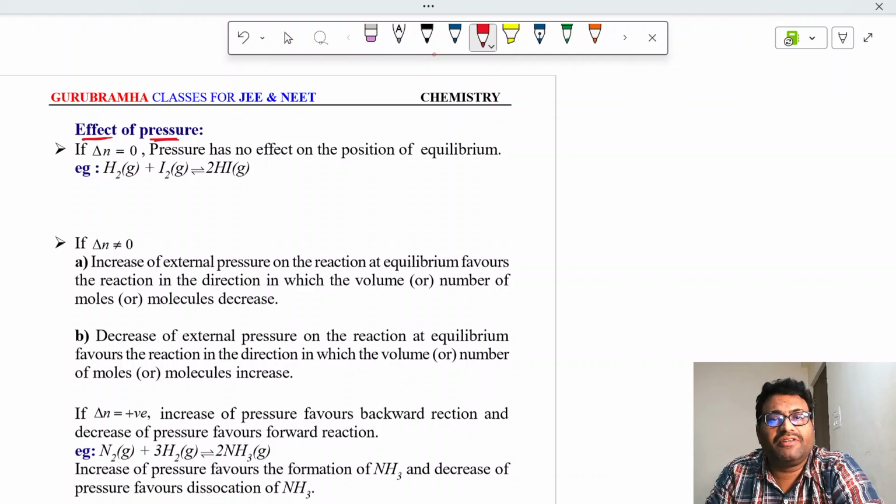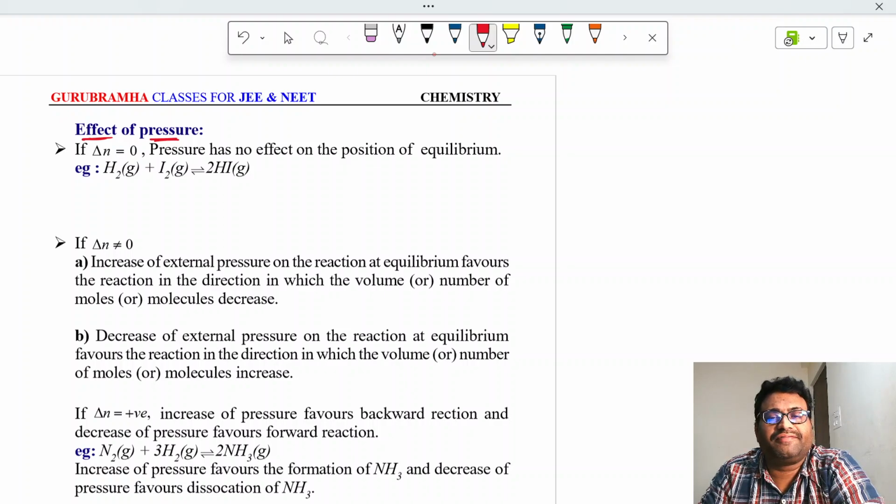Equilibrium gets disturbed, so the reaction will not be in equilibrium. Again, it tries to attain equilibrium. In trying to attain equilibrium again, it will behave in such a way that the effect brought is made zero. The effect brought is made zero.